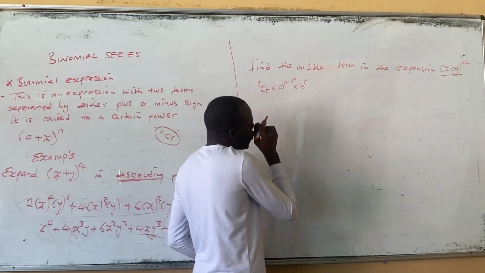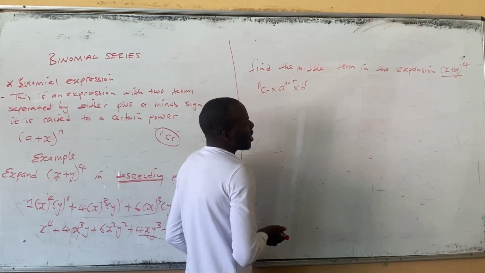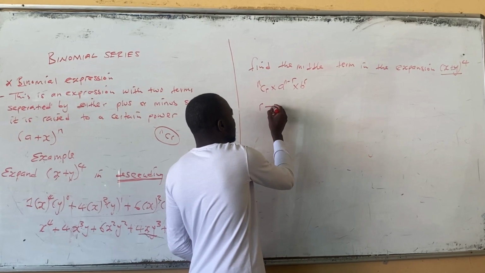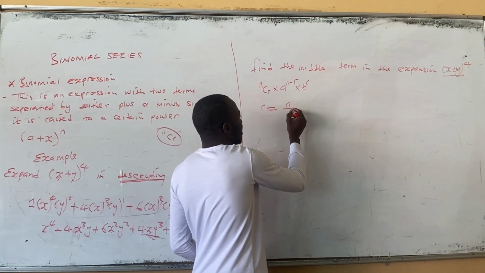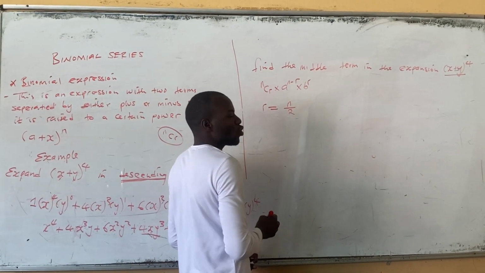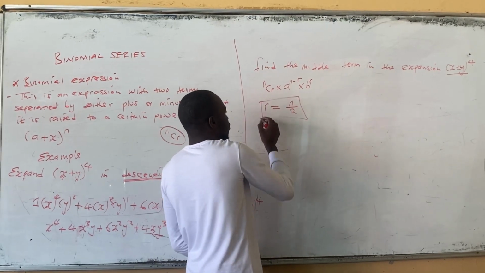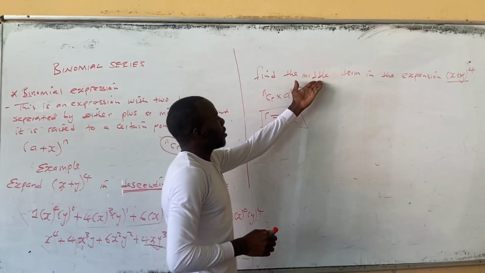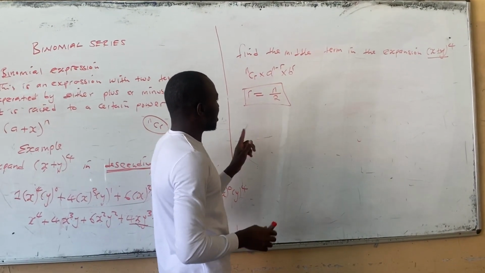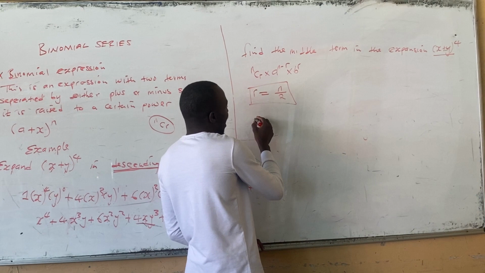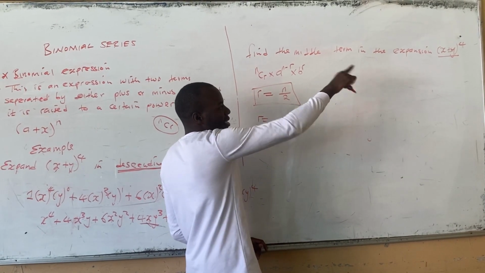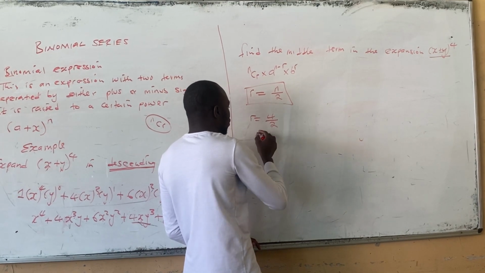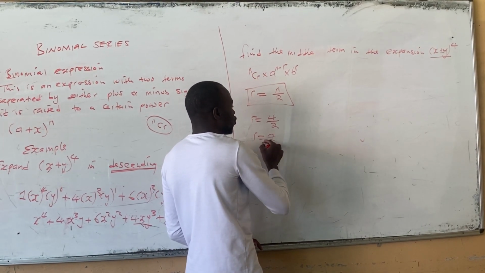So here, how do you find the r? Since you want the middle term, r is found by n being divided by what? 2. So this is how you find r, when you are asked to look for the middle term. So in this case, what will be our r? What is the power there? The power is 4 divided by 2. So you find that r is equal to 2.